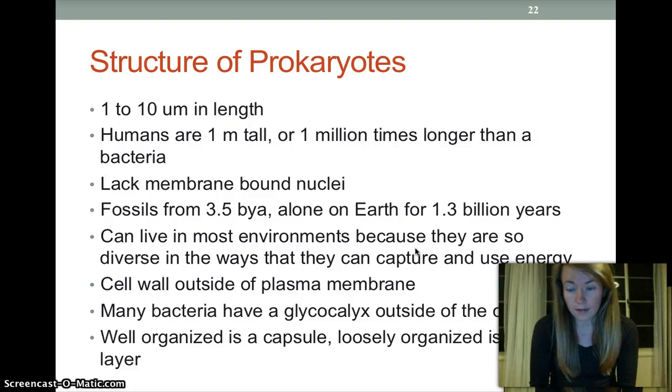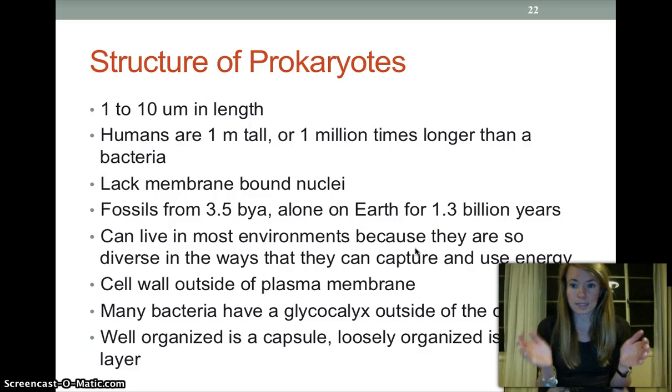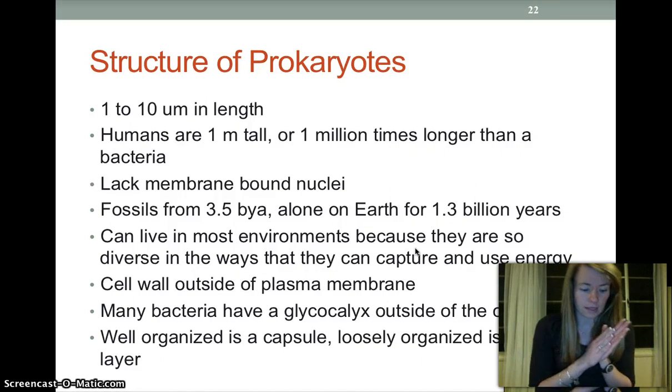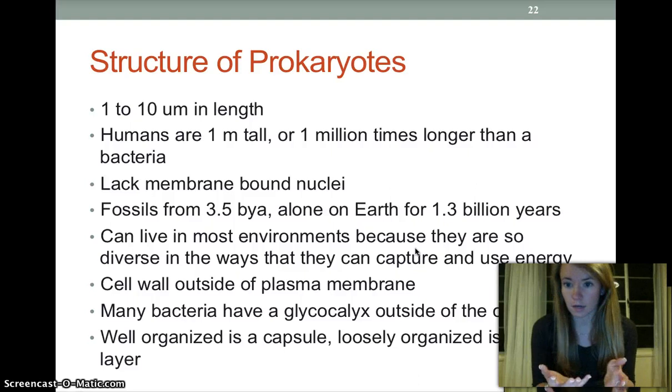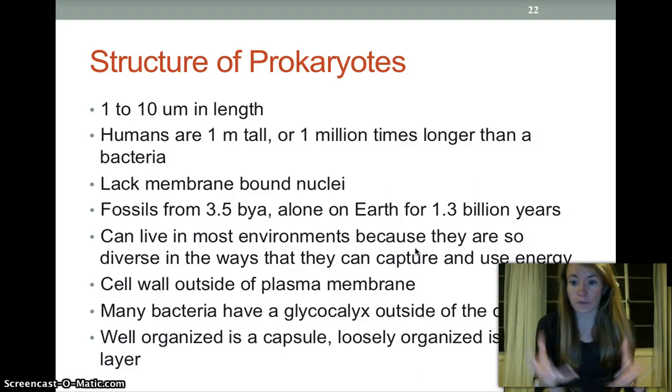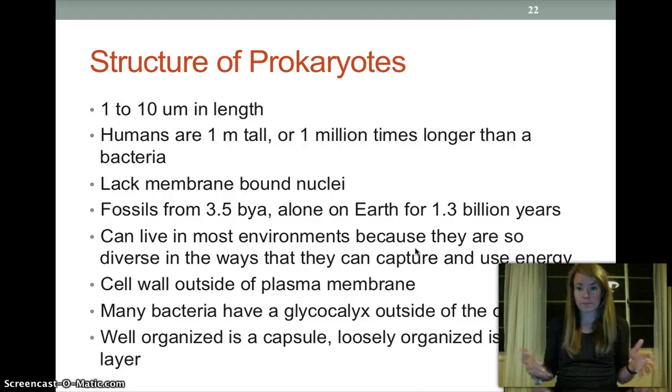They all have a cell wall outside of the plasma membrane, and many bacteria also have a glycocalyx outside the cell wall. And a glycocalyx is a layer of polysaccharides, which are carbohydrates, a layer of sugars around the cell wall, and there can be a couple different kinds.